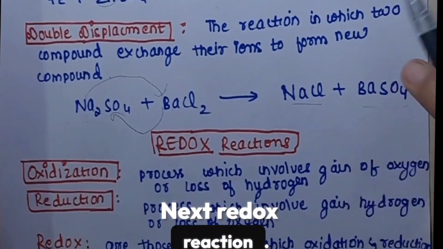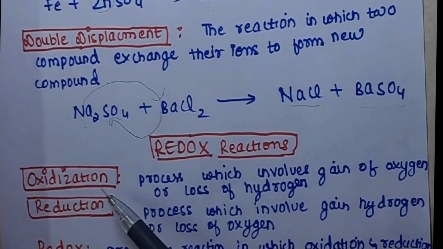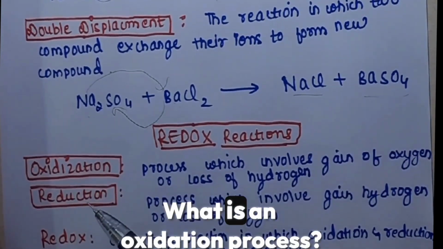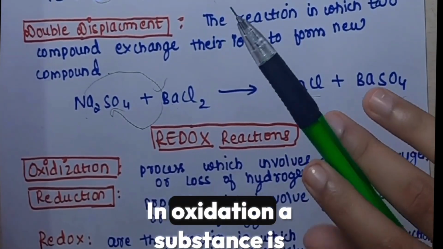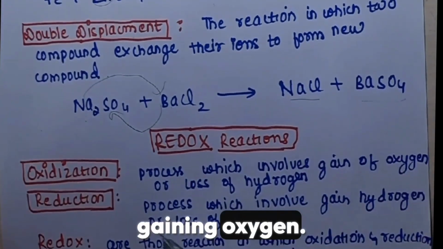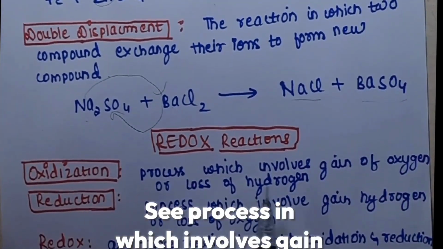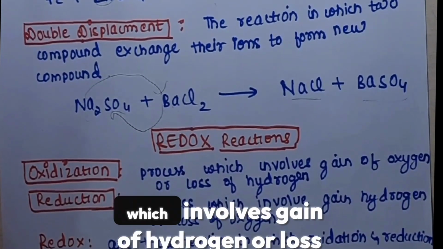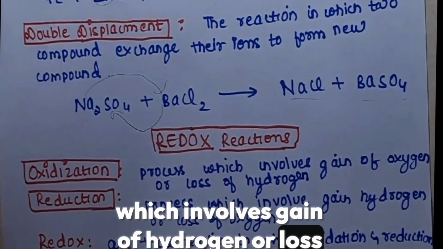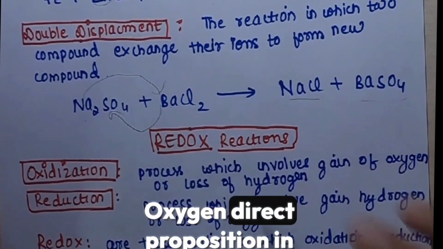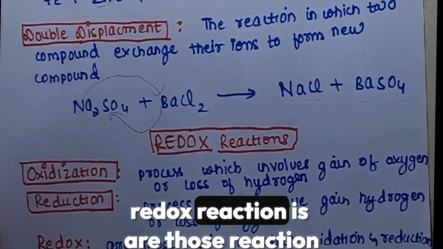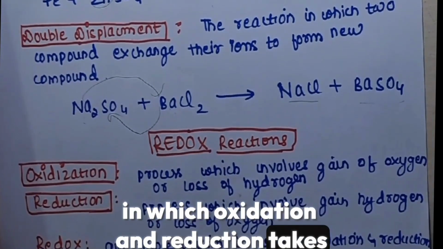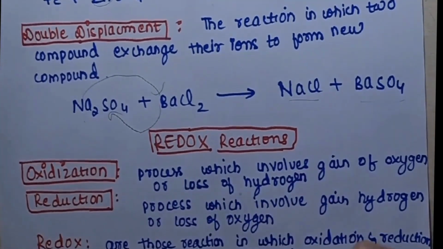Next, redox reaction. Before going to redox reaction, let us understand the meaning. What is an oxidation process? In oxidation, a substance is gaining oxygen. See, it is a process which involves gain of oxygen or loss of hydrogen. What is reduction? A process which involves gain of hydrogen or loss of oxygen. Direct opposite. Redox reactions are those reactions in which oxidation and reduction take place simultaneously.